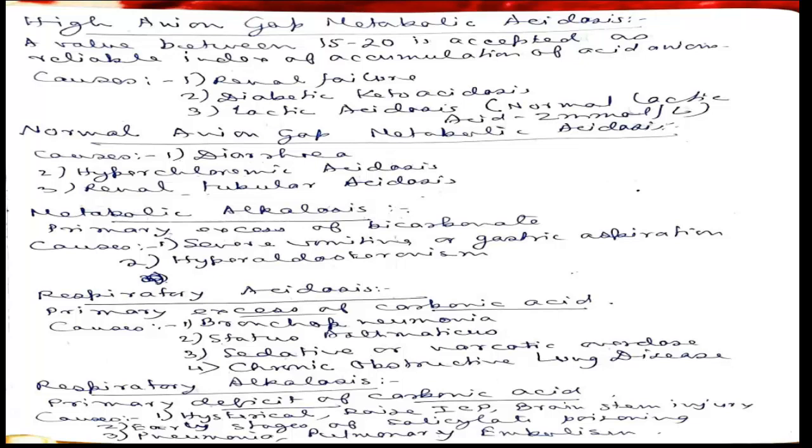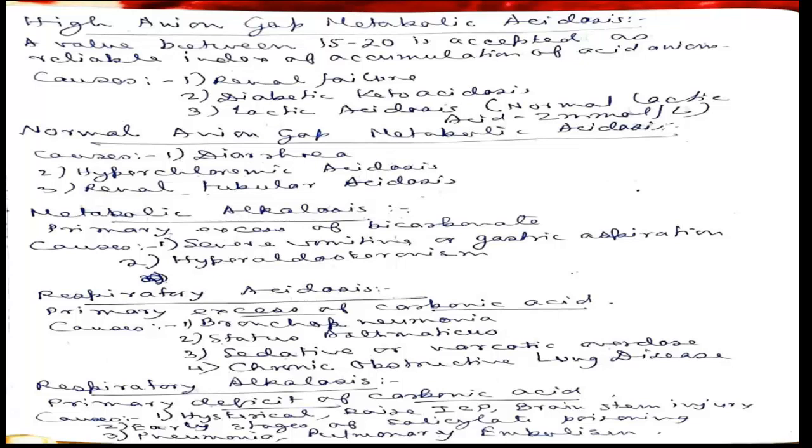Now metabolic alkalosis. Primary defect is excess of bicarbonate. Some causes are severe vomiting or gastric aspiration, hyperaldosteronism. Respiratory acidosis. Primary excess of carbonic acid is the main culprit that causes respiratory acidosis. Causes are bronchopneumonia, status asthmaticus, sedative or narcotic overdose and chronic obstructive lung disease.